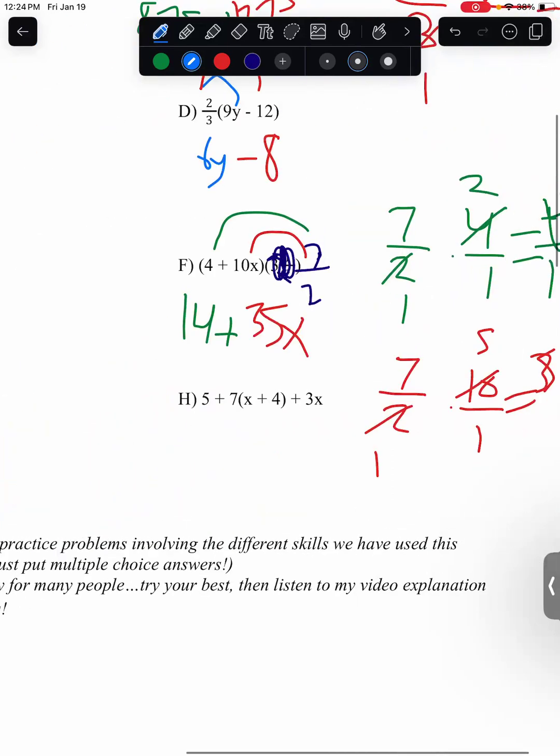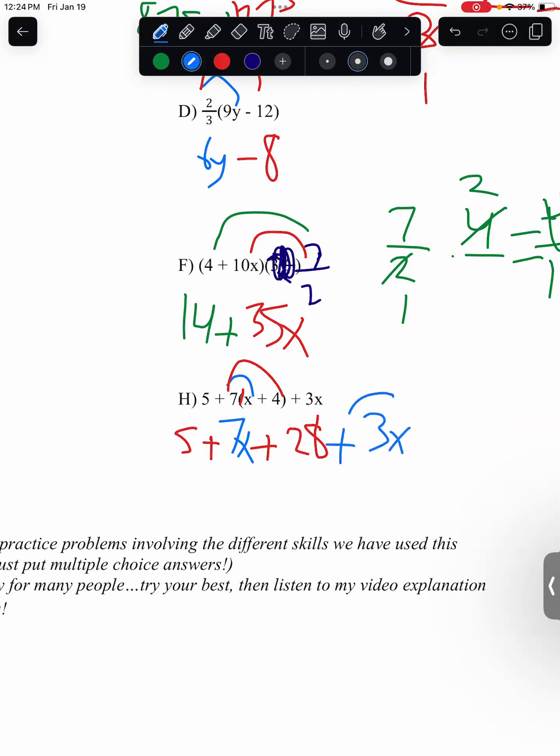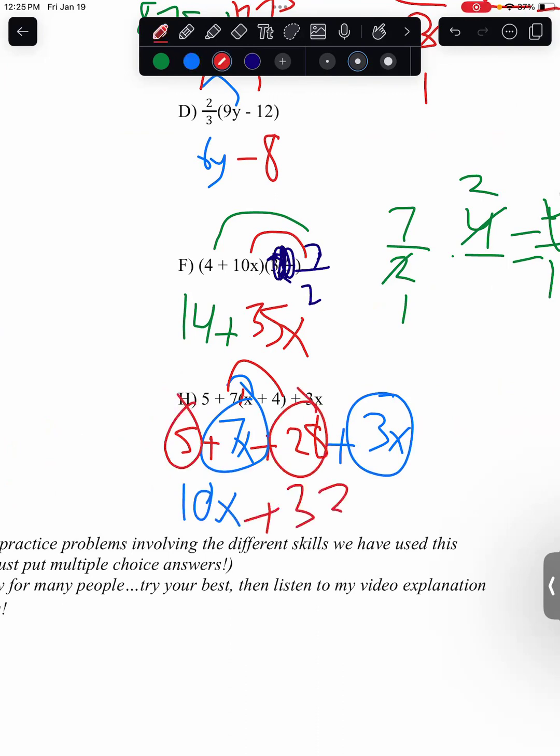Okay. All right, here we have a bit of a different thing because I put the part to distribute in the middle. So 7 times x is 7x. And then 7 times 4 is 28. So what did you see there? This is 1x, right? If there's no number. I'm going to write down the like terms in the same color here, because that one's 1's and this one is x's. So we have 7x plus 3x is 10x. 5 plus 28 is 33.